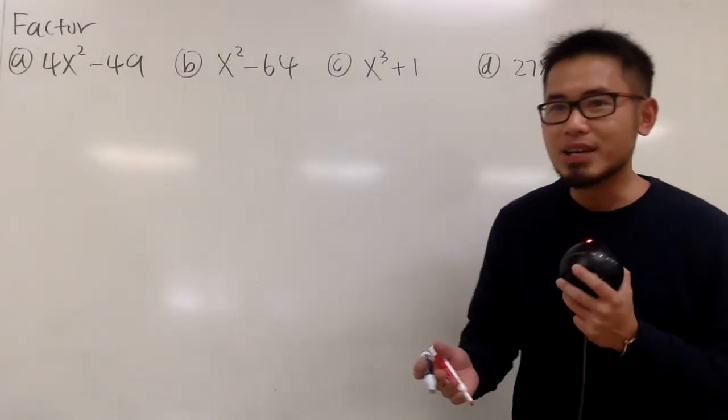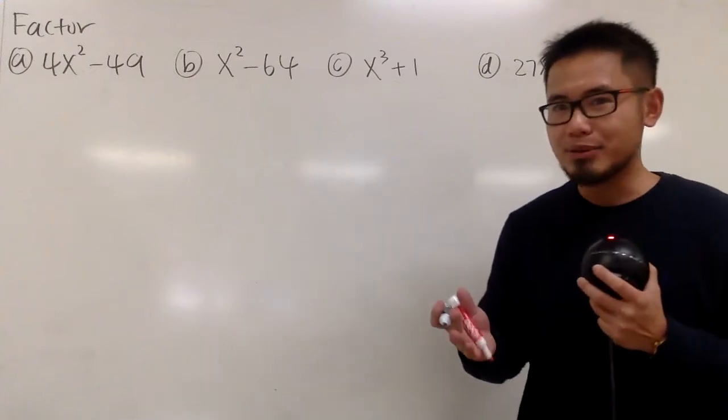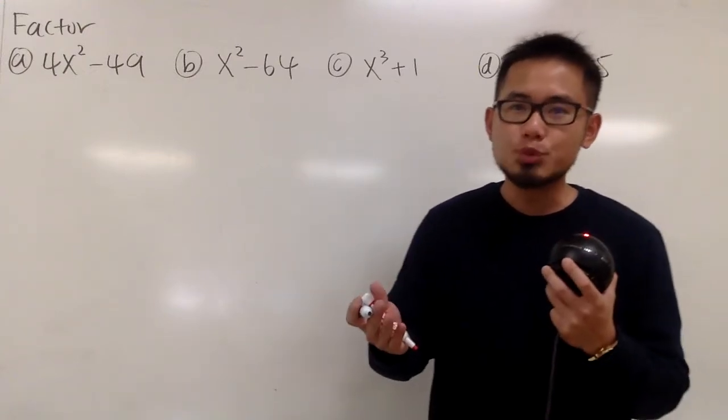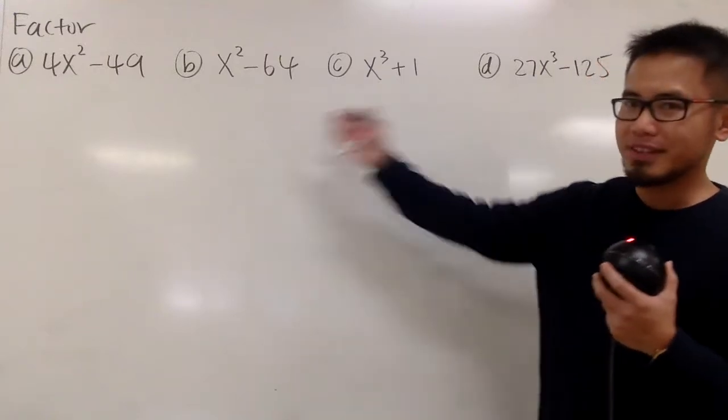Okay, in this video, I'm going to show you guys how to do some special factorings, and we are going to use some formulas for this. Sometimes we may have to use the difference of two squares. Sometimes we may have to use the difference or maybe the sum of two cubes. So let's take a look at this right here.